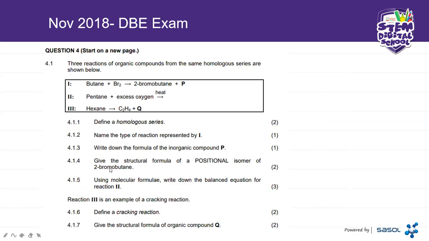Reaction 3 is an example of a cracking reaction. Remember we spoke about that? Remember, that's why I told you guys it's very important that you name all your reactions before you start your problem. Okay, define cracking reaction. We know that it's when long chains of hydrocarbons are broken down into smaller and shorter chains for them to become much more useful. Okay, that's what we know about this definition.